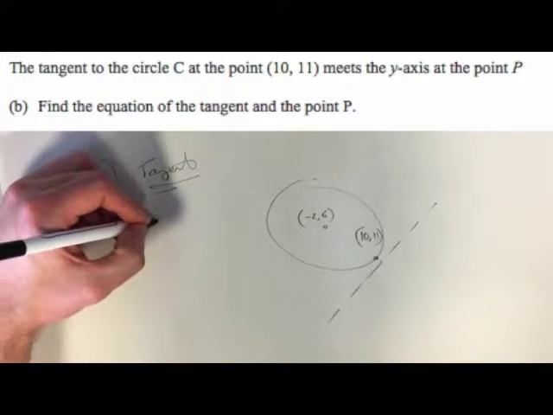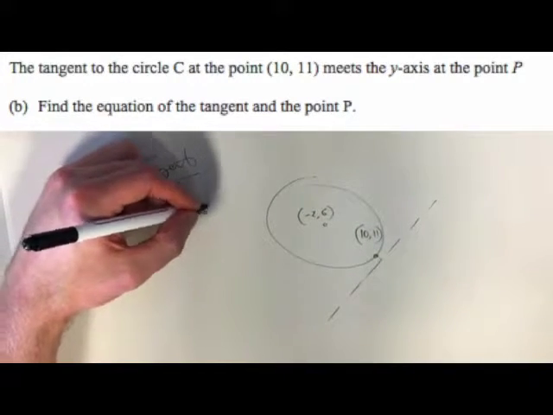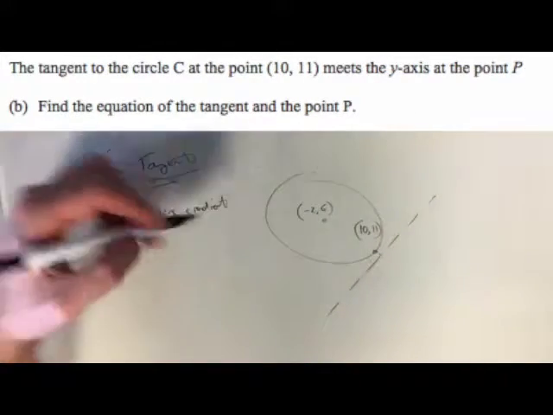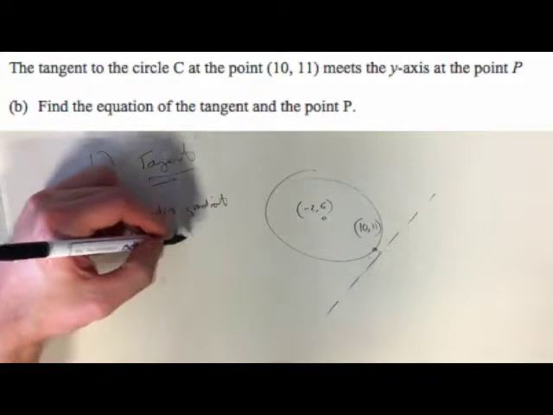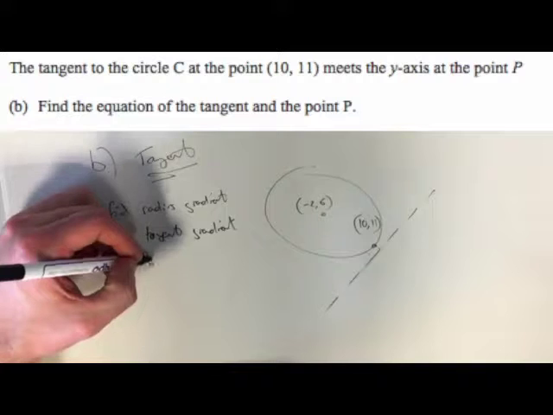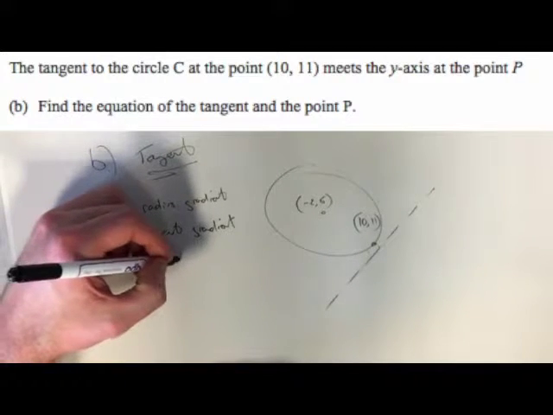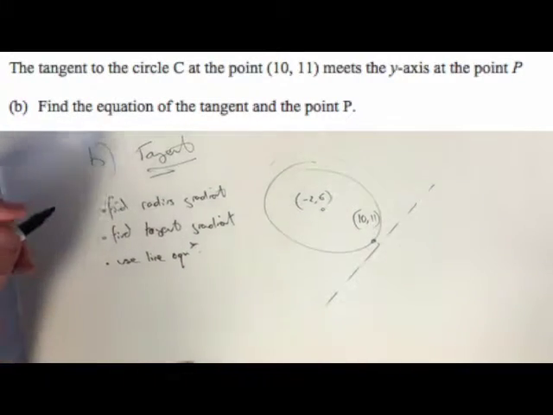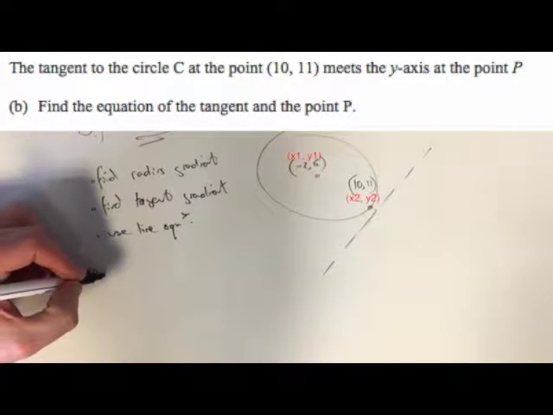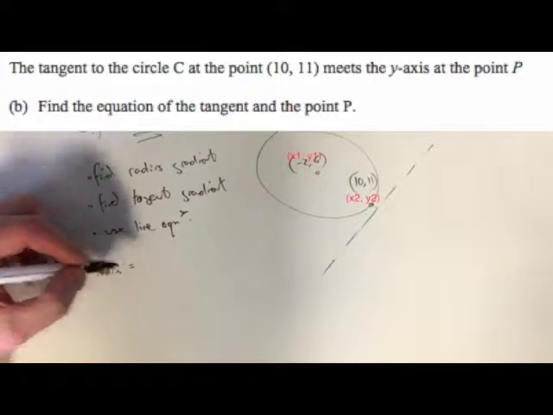So what we need to do this time is find the gradient of the radius, or the normal, and then we're going to do the negative reciprocal of that gradient to find the gradient of the tangent. Then we're going to use that gradient and the point on the circumference in our equation of a straight line to get our line equation, and then we can check where that crosses the axis. So again, label your coordinates so you don't make any mistakes.